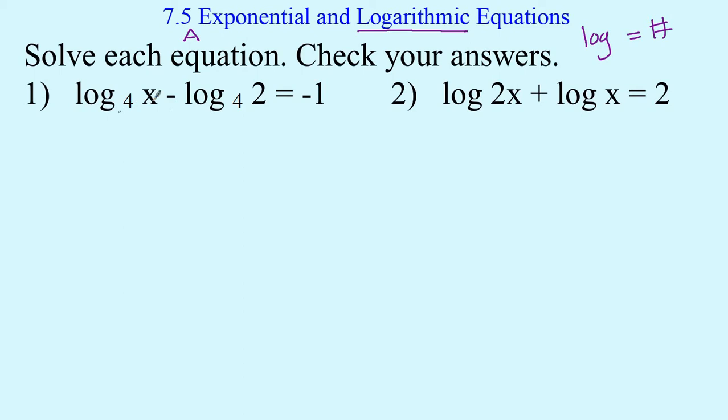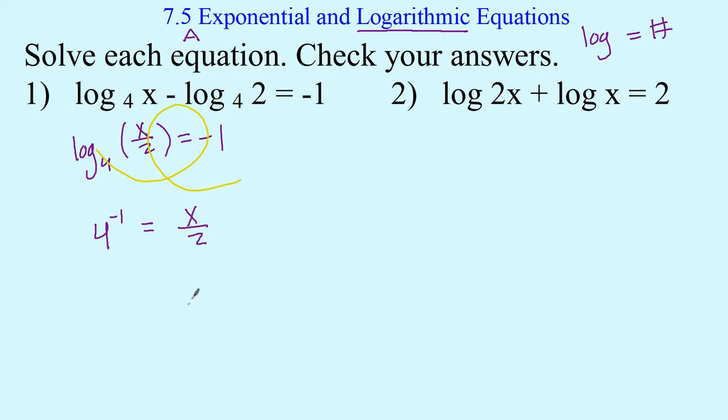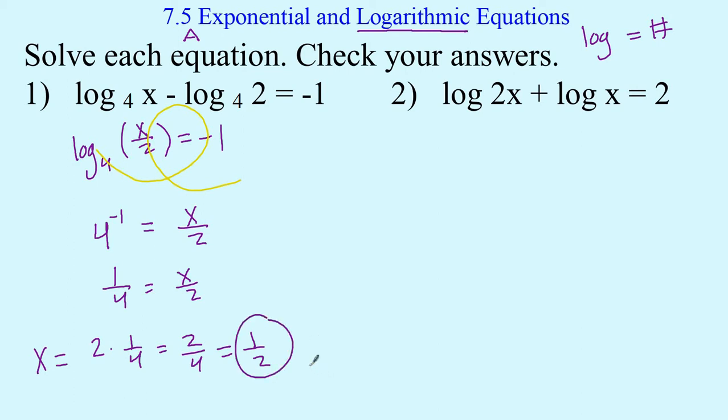So in this first equation, we can combine those through division. We get log base 4 of x divided by 2 equals -1. Once we get it as a log equals a number, we can do our loop-de-loop. And then we get 4 to the -1 equals x over 2. Well, 4 to the -1 is just 1/4. Then we multiply by 2, so 2 times 1/4 is 2/4 or 1/2. So x equals a half.